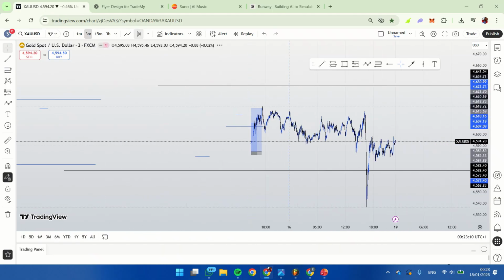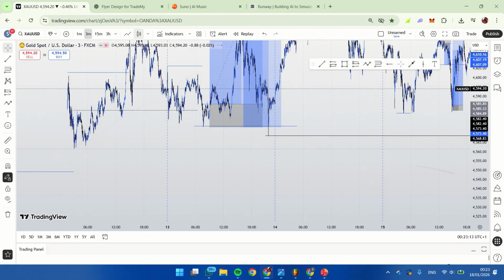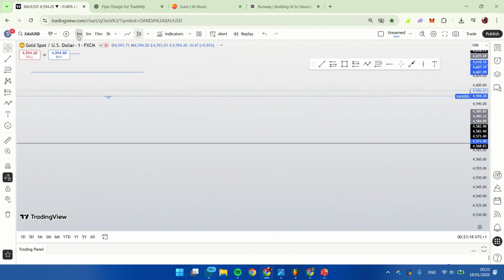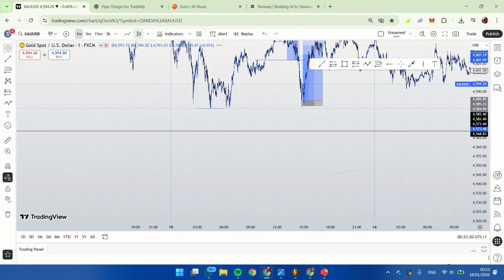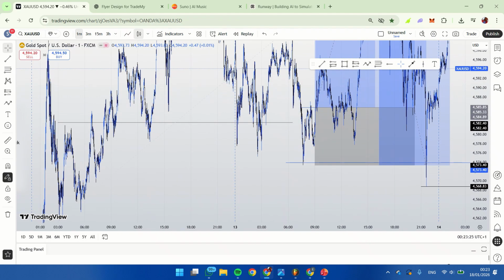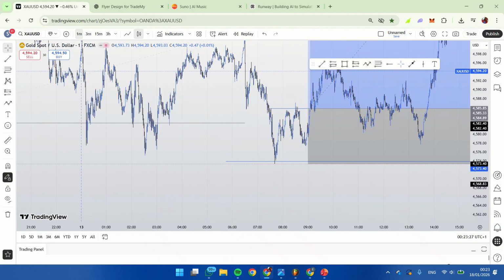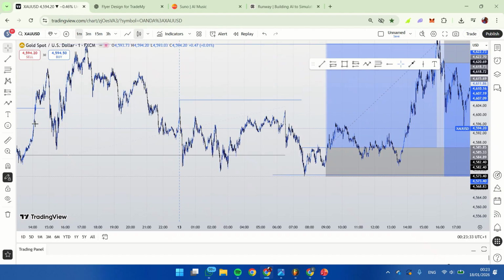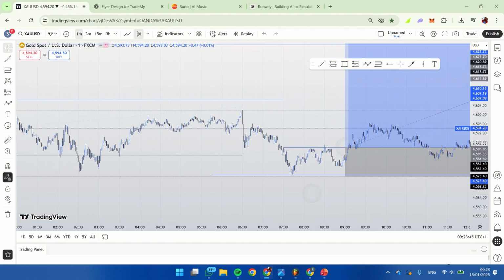3 minutes. I said I was going to use 1 minute. 1 minute is going to be very noisy. That's why sometimes I run away from it. So as you can see here, what we have: this low, this high, this low. Did it break? Yeah, it broke here.